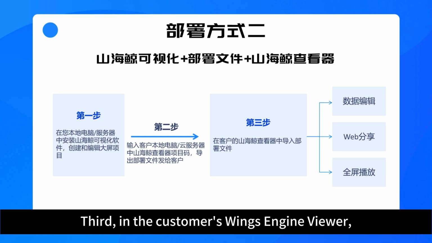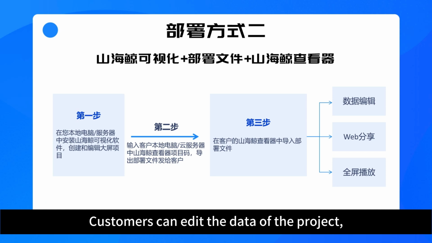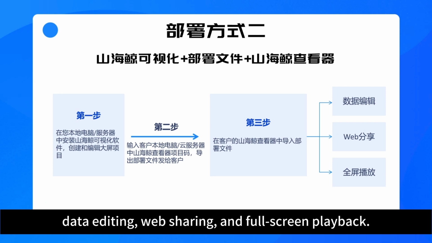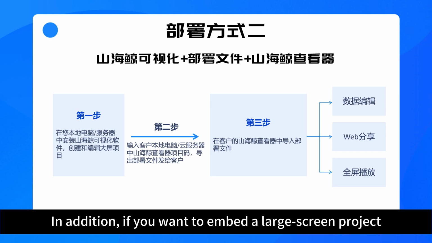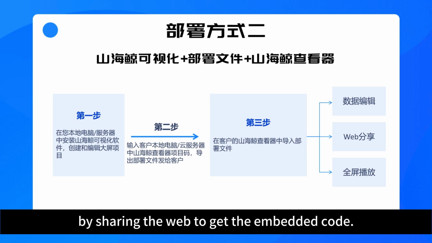Third, in the customer's Wings engine viewer, import the deployment file. Customers can edit the data of the project, share it on the web, and play it full screen. In addition, if you want to embed a large screen project into an existing system, usually based on the project file and deployment files, you get the embedded code by sharing the web.